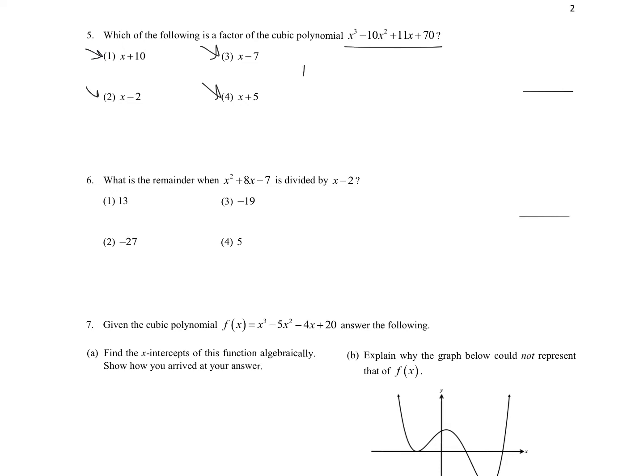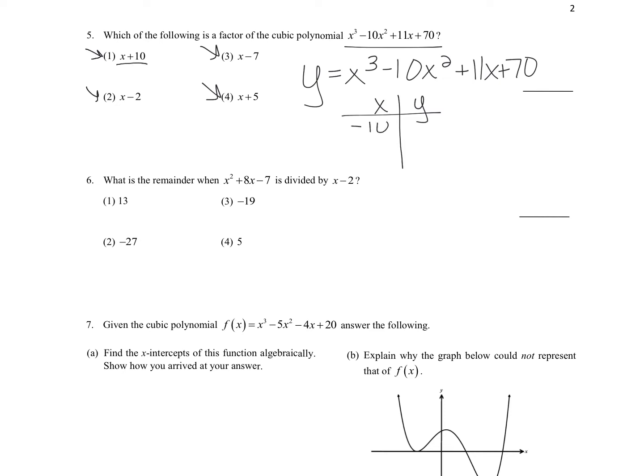The fastest way to do this is to graph this cubic polynomial, so x cubed minus 10x squared plus 11x plus 70. And if any of these is a factor, that means in the table, the opposite value will be a root. So I'm going to check in my table for x plus 10, I'll check negative 10. X minus 2, I'll check 2, and then I'll also check a 7 for the third choice and a negative 5 for the fourth choice.